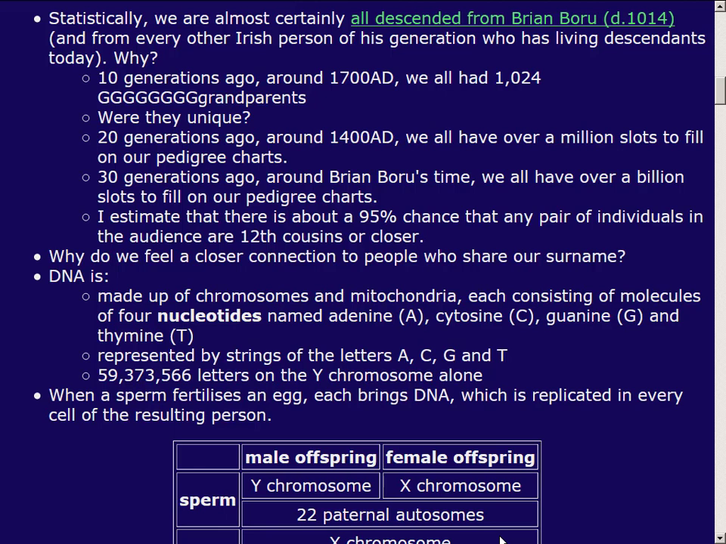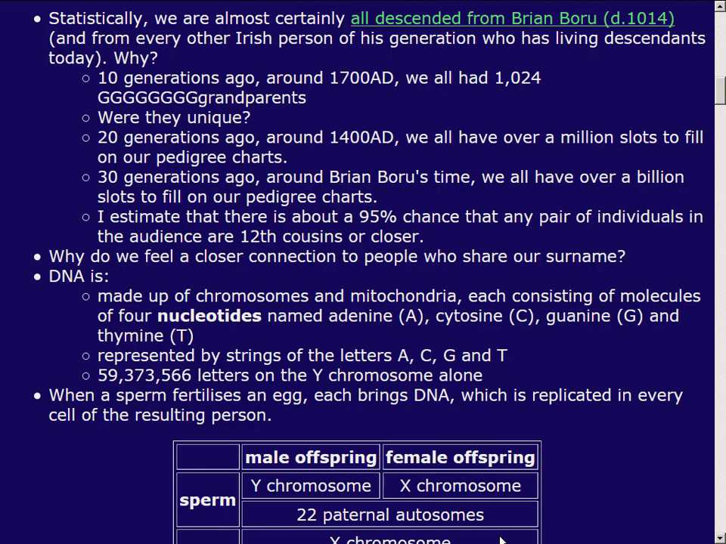For most of us, we'd probably hope or think maybe those 1,024 individuals are all different. But if we go back 20 generations, each of those 1,024 has 1,024 ancestors living around 1400 AD. So we all have a million slots to fill on that family tree, not just the 16 you saw on my chart. And there probably weren't a million people in Ireland in 1400. And those who were, many of them will not have descendants here today. So there's going to be a lot of duplication.